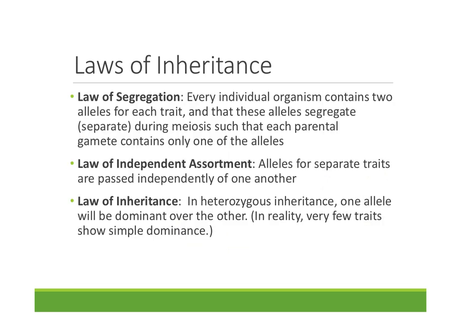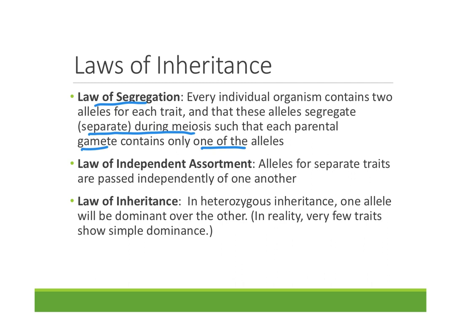The 3 laws of inheritance that Mendel proposed based on his research. First, we have the law of segregation that says every individual organism has 2 alleles for each trait, and these alleles segregate or separate during meiosis when gametes are formed, so that each gamete only has one of those potential 2 alleles to go on to the next generation.